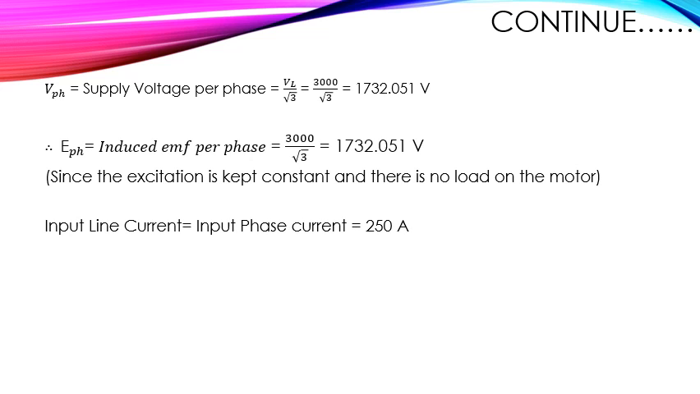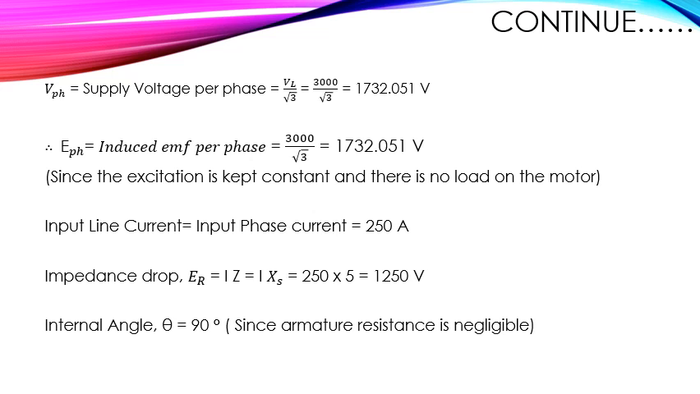Input line current is equal to the input phase current, equal to 250 amperes, because we know that in star connection the line current and the phase current are the same. Then impedance drop: put the value of 250 ampere current and synchronous reactance, that is 5 ohm. We will get the impedance drop, that is 1250 volts. Then internal angle, we can take it as 90 degree. Why? Because the armature resistance is negligible.